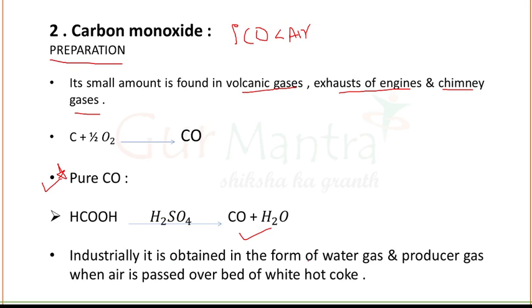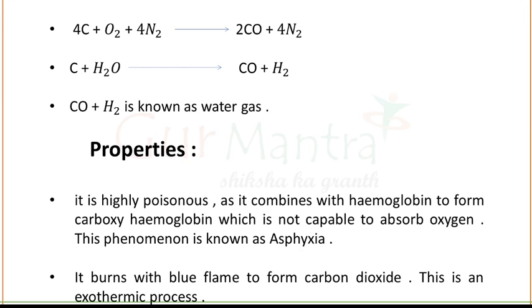Industrially, it is obtained in the form of water gas and producer gas when air is passed over a bed of white hot coke. As you can see here, 4 C plus O2 plus 4 N2 will form 2CO plus 4 N2. Carbon plus H2O will form CO plus H2, and this CO plus H2 is known as water gas. Water gas is a fuel consisting mainly of carbon monoxide and hydrogen, made by passing steam over incandescent coke.